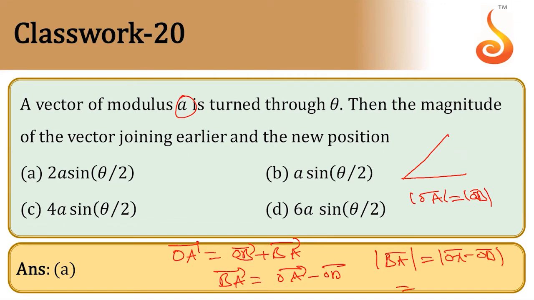Okay, that gives 2 sin theta by 2 obviously. So what is the answer? We did this previously: modulus of A minus B for unit vectors is 2 sin theta by 2, and modulus of A plus B is 2 cos theta by 2. But here the magnitude is not for unit vectors. Here the magnitude A is given. Therefore the answer is 2A sin theta by 2. That is the answer.